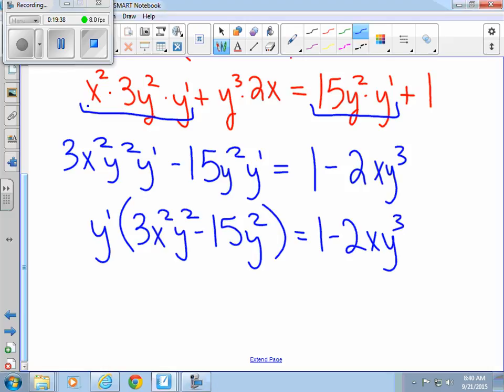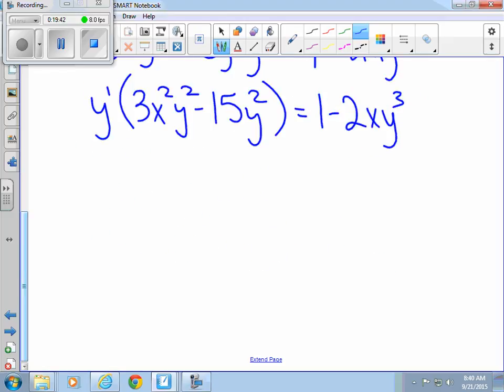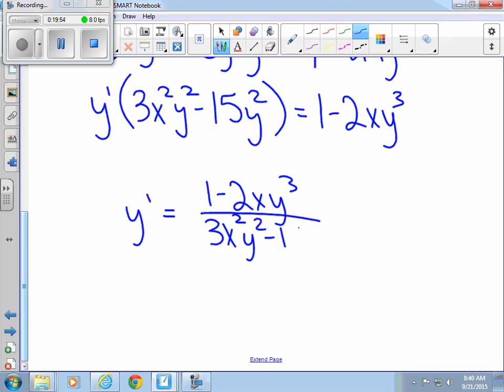And then divide by the 3x squared y squared minus 15y squared. Get y prime by itself. That was our whole goal to begin with. So it looks a little yucky, but it's a derivative. If I needed a tangent line or something, all I have to do is plug in x and y, and I'd be good to go.